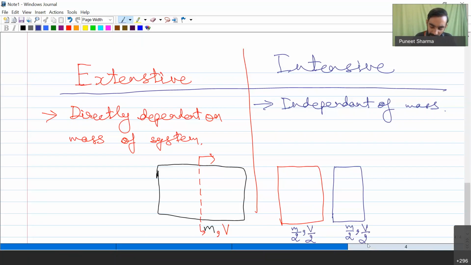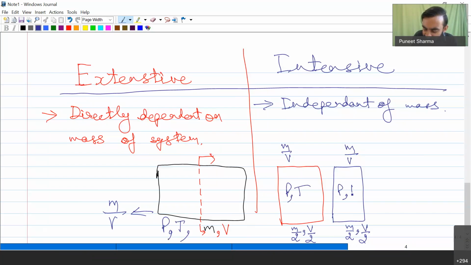If I talk about density, density is nothing but mass per unit volume. So initially your density was m by V. Now for the first system, if you do m/2 divided by V/2, the 2 will cancel out, and finally we find that density remains m by V only. Similarly for the second system also, density remains the same, m by V only. If we talk about pressure and temperature, say initially P and T were the pressure and temperature. Here also, after splitting this system into two parts, the pressure and temperature of the individual subsystems will remain the same.